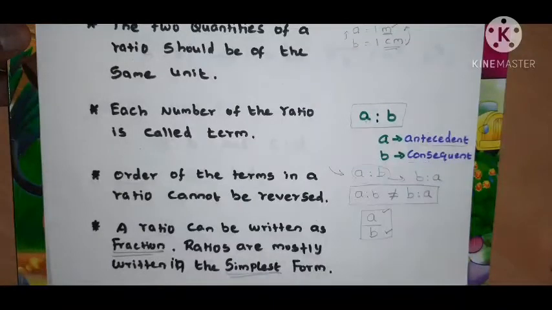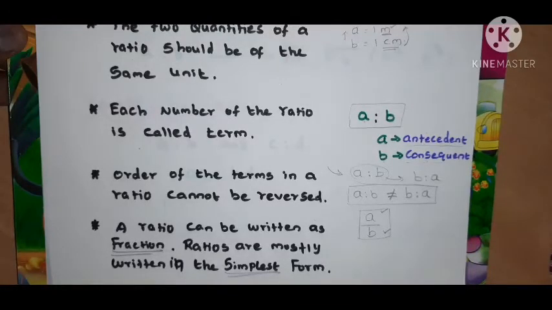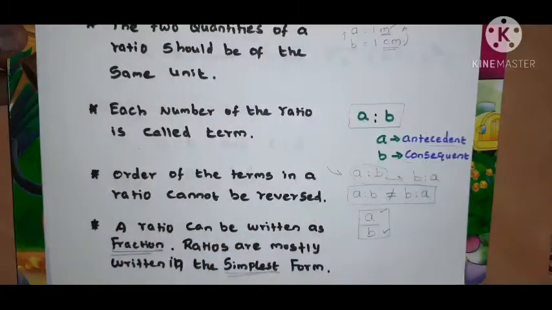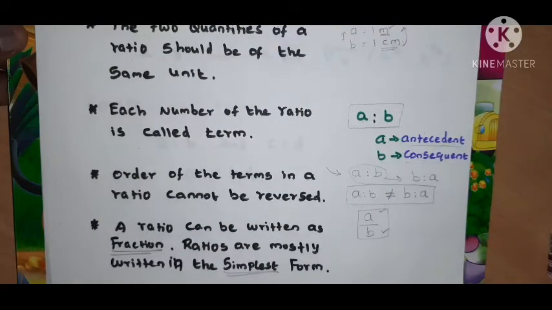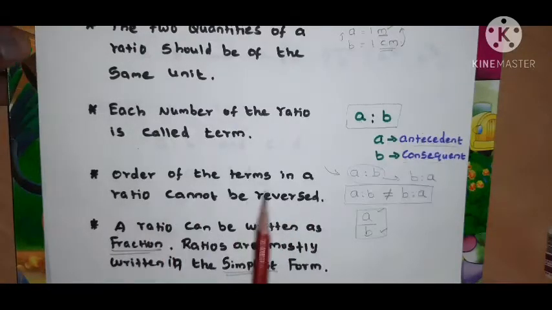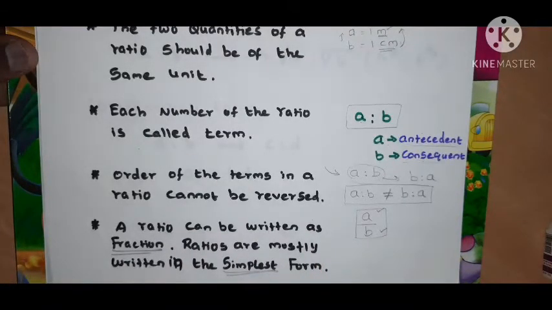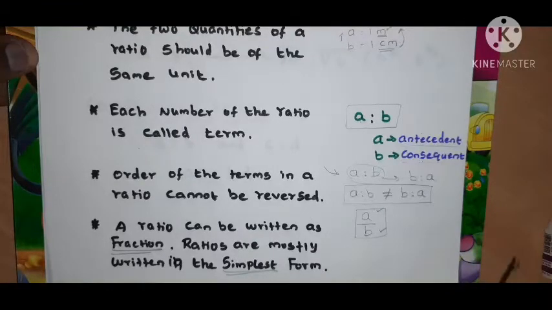So we have now seen what a ratio is and what its properties are. Once again, let me read the properties. A ratio has no unit. The two quantities of a ratio should be of the same unit, and a ratio can be expressed between the same kind. Each number of a ratio is called a term. The order of the terms in a ratio cannot be reversed. A ratio can be written as a fraction. Ratios are mostly written in the simplest form, right?